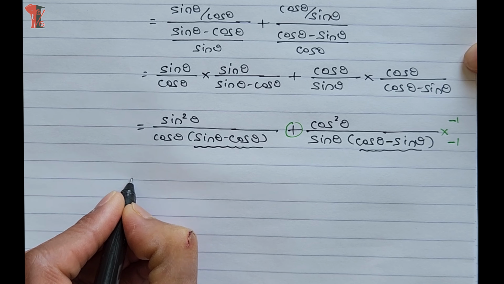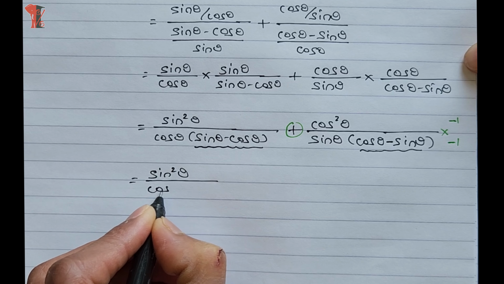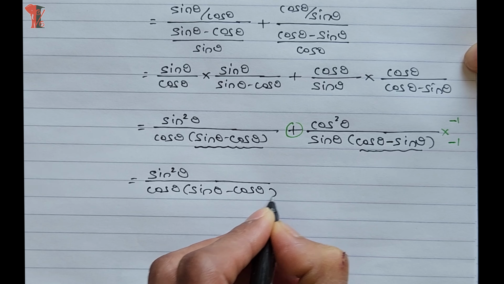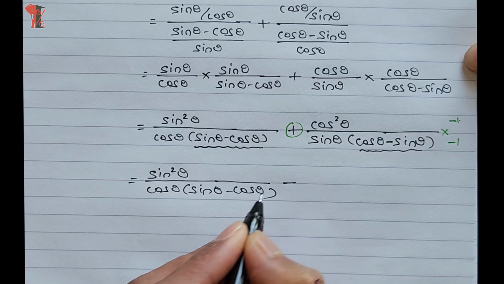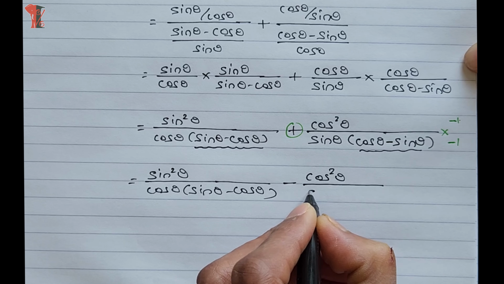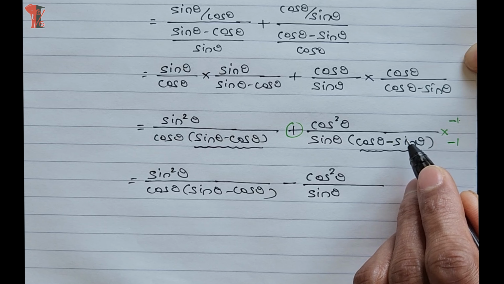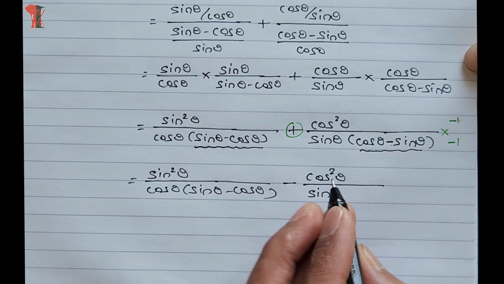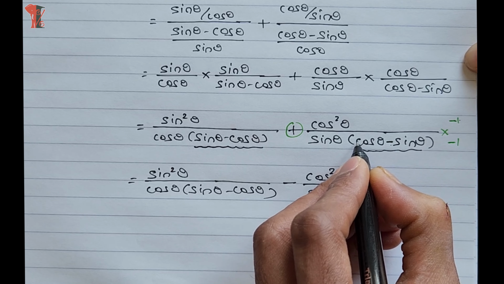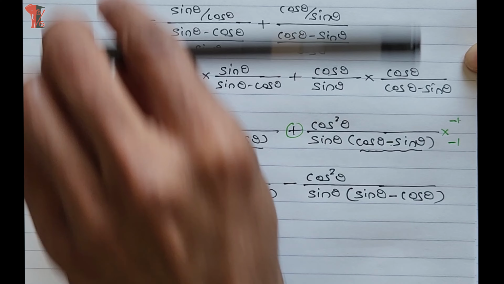See, this will remain as it is because we are not going to touch it. Sin square theta by cos theta into sin theta minus cos theta. Over here minus into plus, I will make it minus. Here this remains as cos square theta, and the denominator, this sin theta, I will keep as it is, and this negative sign I am multiplying to only this bracket. So minus sign into minus 1 will become plus sign. I'll write here sin theta, and minus into plus cos becomes minus, so it becomes minus cos theta.